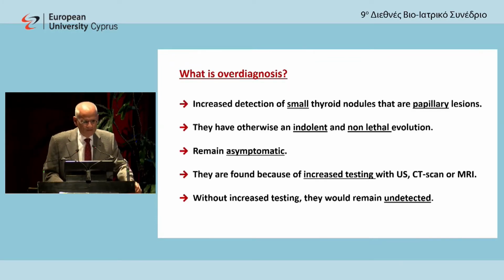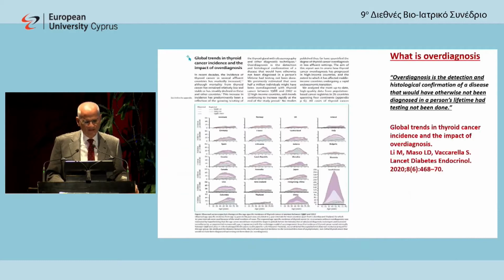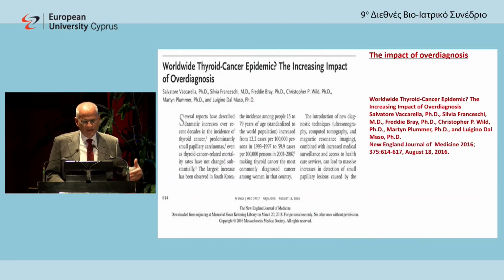And what is overdiagnosis? It is the increased detection of small thyroid nodules that are papillary lesions. These have been found because there is increased testing with ultrasound, CT scan, MRI. If they wouldn't have been discovered, they would have remained otherwise indolent with no lethal evolution. They remain asymptomatic. And without this increased testing, they would remain undetected. And this overdiagnosis, again, has been accepted as a consensus among the researchers.